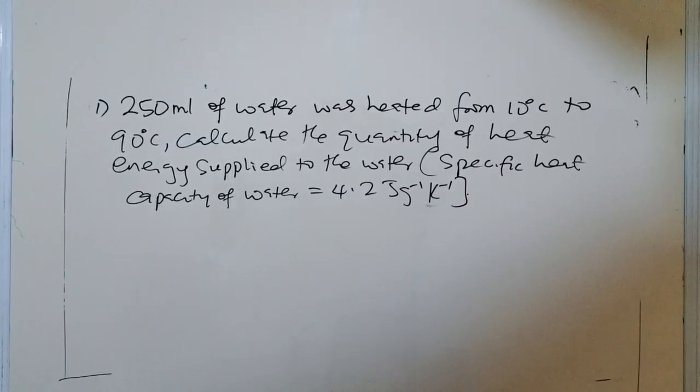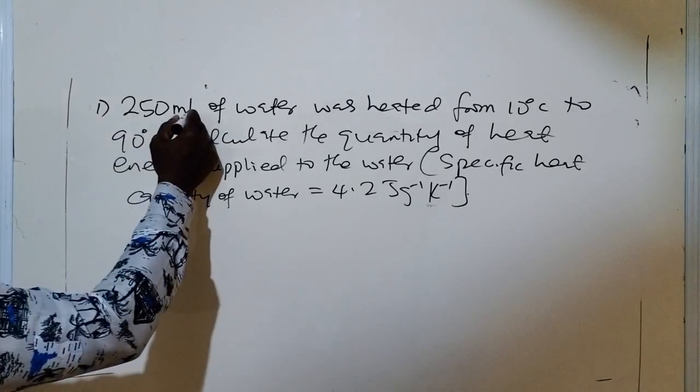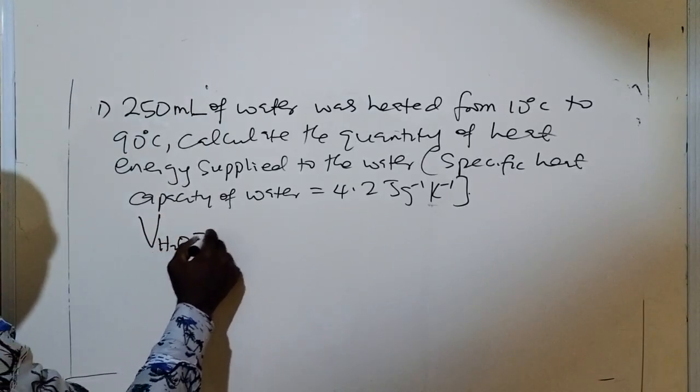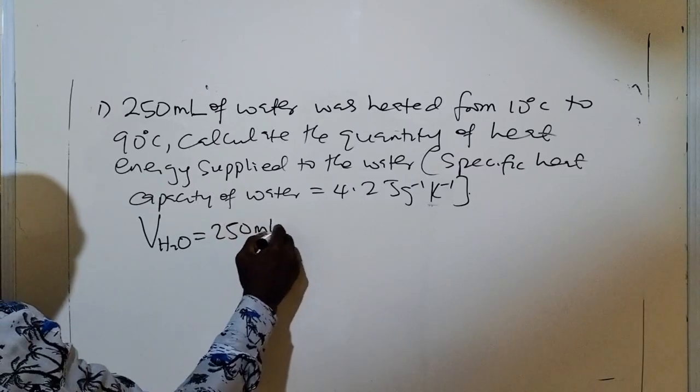So let's look at this question that says 250 ml of water was heated from 10 degrees Celsius to 90 degrees Celsius. Calculate the quantity of heat energy supplied to the water. In bracket, you have specific heat capacity of water as 4.2 joule per gram per Kelvin. So you look at this question, we are given the volume of water, 250 ml. So let's write as V H2O, 250 milliliter.